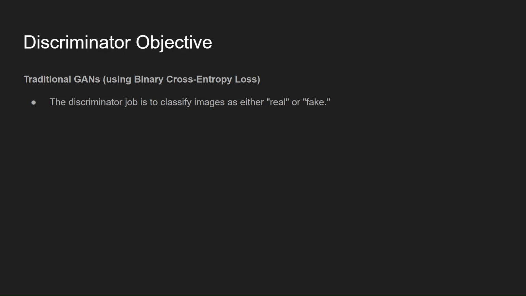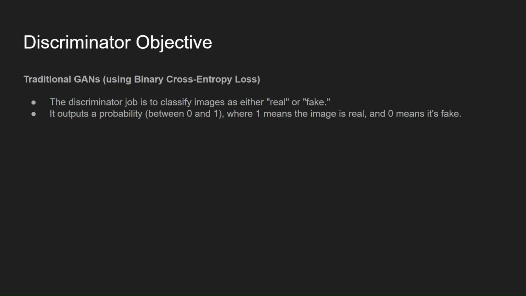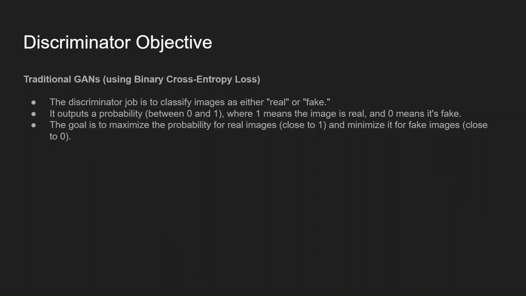Now let's talk about the discriminator objective. In standard GAN, the discriminator's job is to classify images as either real or fake. This means that it outputs a probability between 0 and 1, where 1 means the image is real and 0 means it is fake. The goal is to maximize the probability for real images. So for a real image, we want the model to output a probability close to 1, and in case of a fake image, we want to minimize it. This means the probability should be close to 0.